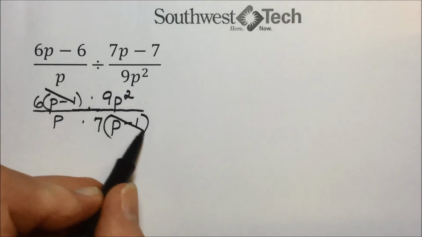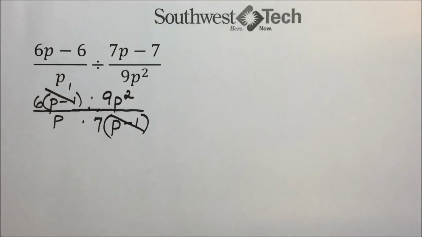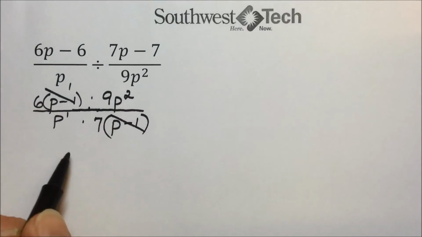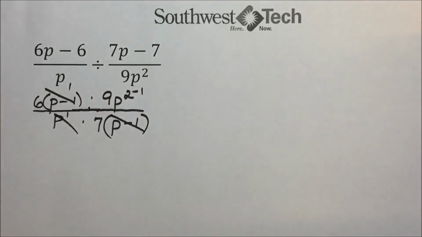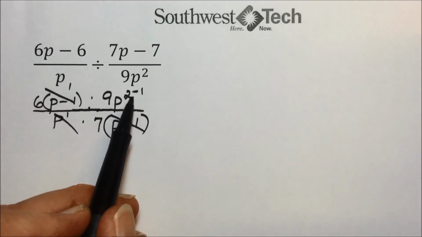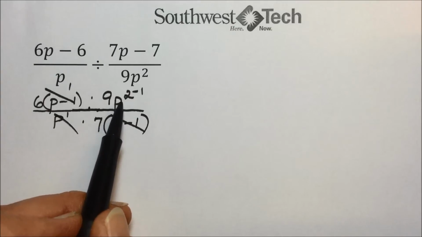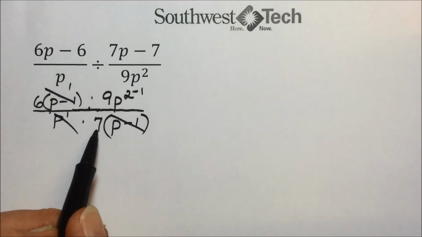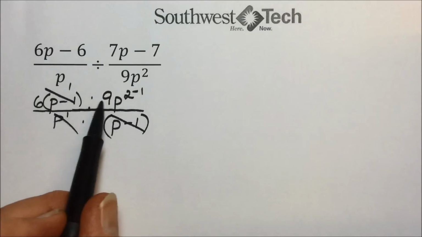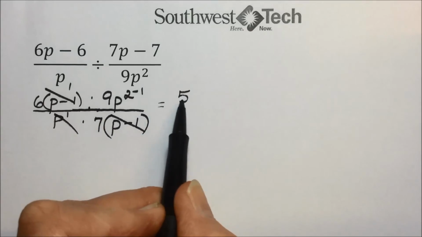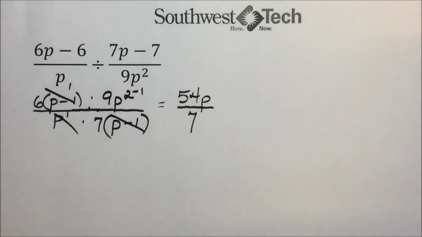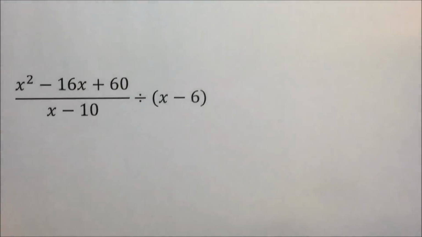We do have a common binomial of p minus 1, which is equivalent to 1. We also have common variable p. P to the first in the denominator will reduce the exponent in the numerator variable, leaving us with p to the first power. Number-wise, 6 and 9 have nothing in common with 7, so simplifying this, we have 6 times 9 times p, or 54p. In the denominator, we're left with a 7 for our final answer of this division of rational expressions.